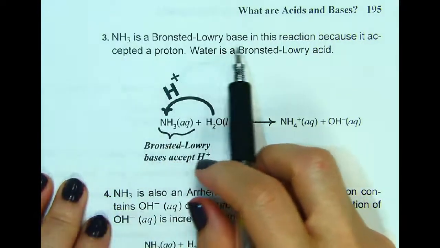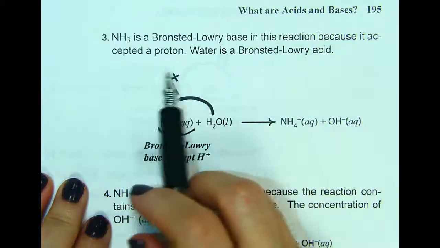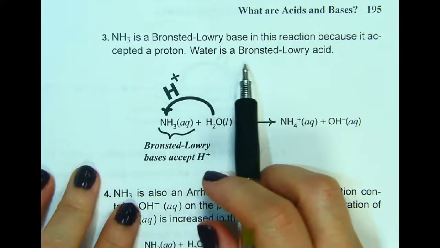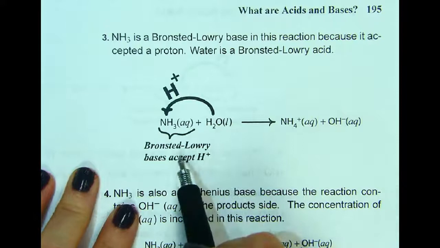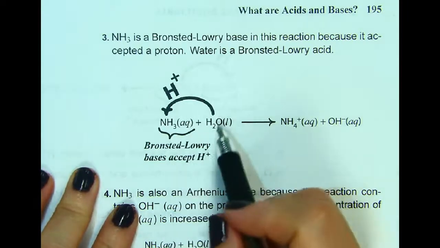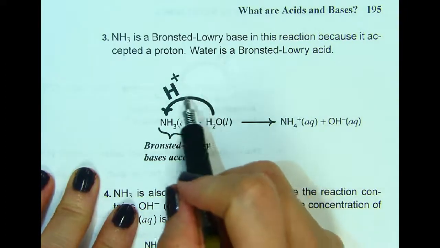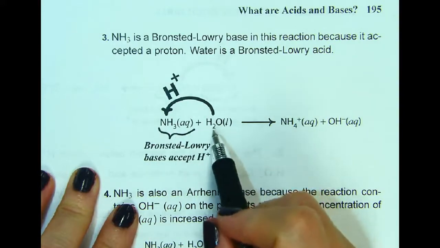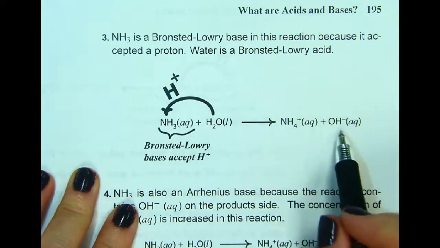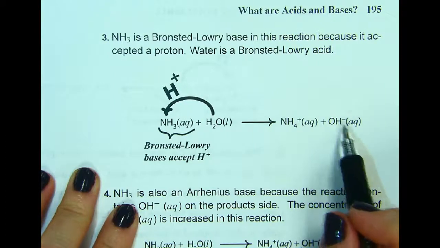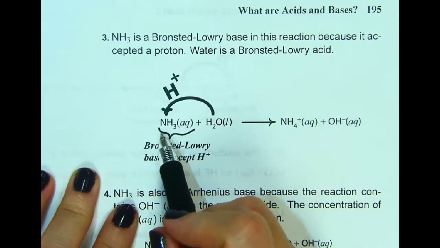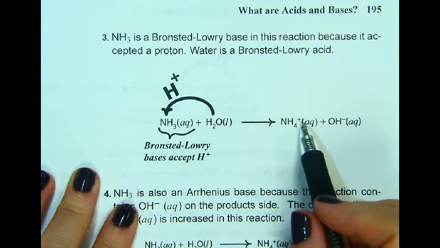Ammonia is a Bronsted-Lowry base in this reaction because it accepted a proton. Water is a Bronsted-Lowry acid. So here you have a proton transfer. The water is going to donate a hydrogen to the ammonia. When this donates, it gets one less hydrogen, and so we end up with hydroxide, and as this accepts a hydrogen, it becomes ammonium with a positive 1 charge.